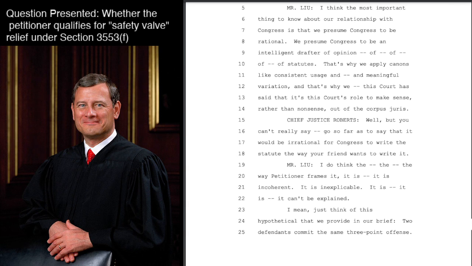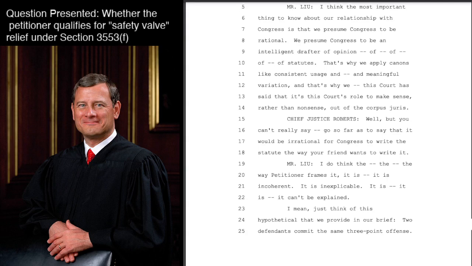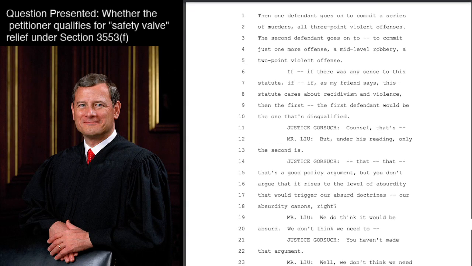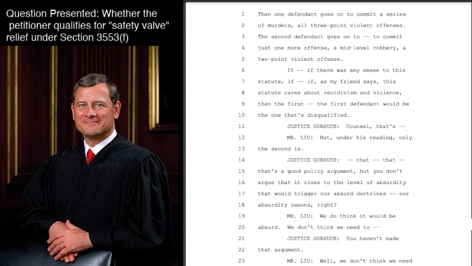It can't be explained. I mean, just think of this hypothetical that we provide in our brief. Two defendants commit the same 3-point offense. Then one defendant goes on to commit a series of murders, all 3-point violent offenses. The second defendant goes on to commit just one more offense, a mid-level robbery, a 2-point violent offense. If there was any sense to this statute, if, as my friend says, this statute cares about recidivism and violence, then the first defendant would be the one that's disqualified. But under his reading, only the second is. That's a good policy argument.